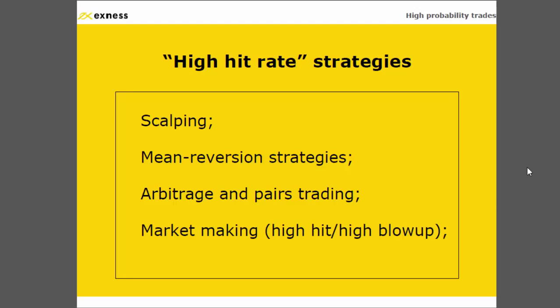Also there's arbitrage and pairs trading, which are market neutral strategies. It is beyond the scope of our webinar and we will focus on scalping and mean reversion strategies in next webinars.